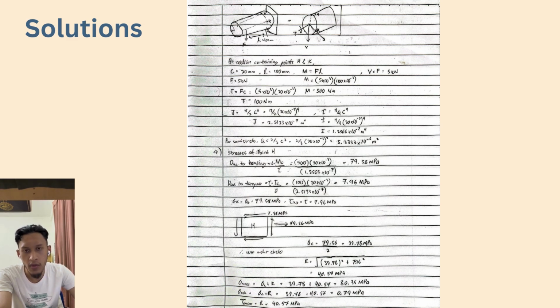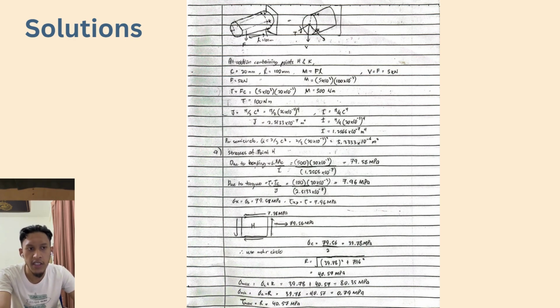And the second one, we need to calculate the torque. The equation for the torque is F multiplied by C, the radius, and the force is 5 kilonewton, and the radius is 20 millimeter. So if we sum up, we get 100 newton meter for torque.